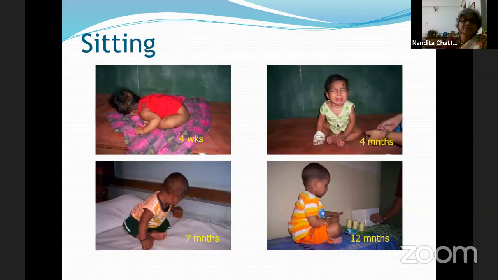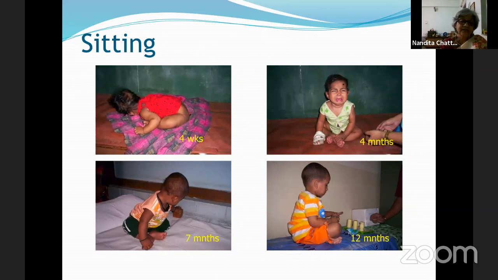Next slide. Now, all these 4 babies we have put in a sitting position. The 4-weeker folds upon itself like 2 pages of a book, has no control. The 4-month-old baby here, it's not 2 months, it's 4 months. This baby can sit with truncal support or here with support on his hands, and his back is rounded, but he cannot sit on his own.